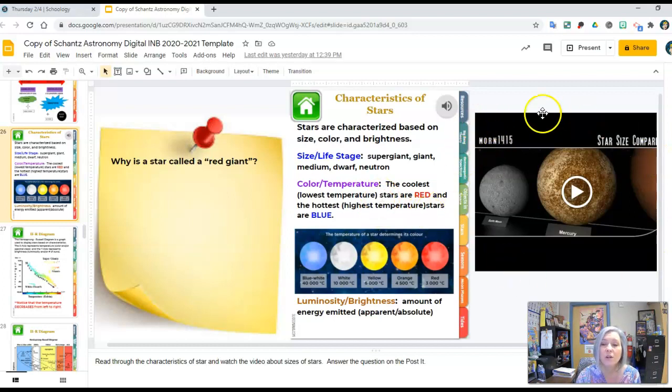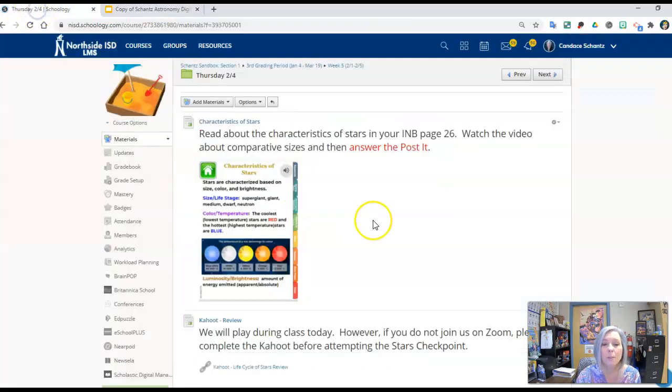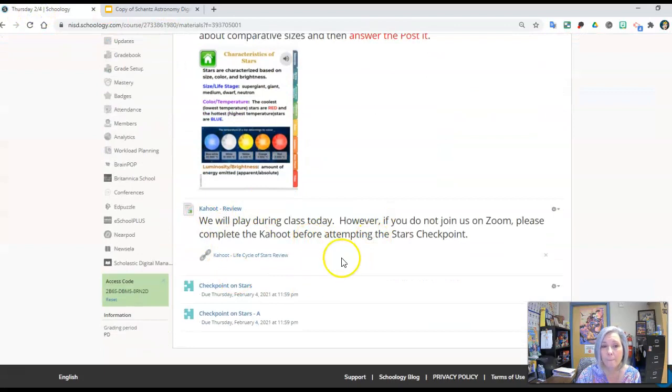So there's a video here that shows some star sizes. Watch that video and see just how small our sun is compared to other stars. When you finish, back in the Thursday folder, you're going to see there's a Kahoot game. Review the life cycle of stars before you do the checkpoint on stars. Once you've played the Kahoot, it's only like 10 questions, so it won't take you very long.